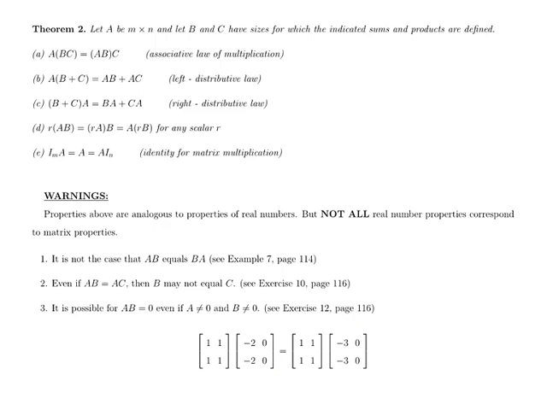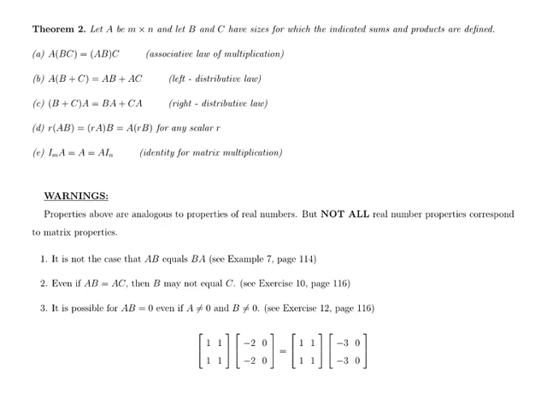So let's talk about some stuff that we can do with multiplication. All of these still kind of follow from the real numbers, but there are some things that we cannot get. So again, we're going to let A be m by n, and B and C have sizes for which the indicated sums and products are defined. In order to add matrices together, they have to be the exact same size. And for the matrix multiplication we talked about, the inside entries have to be the same.